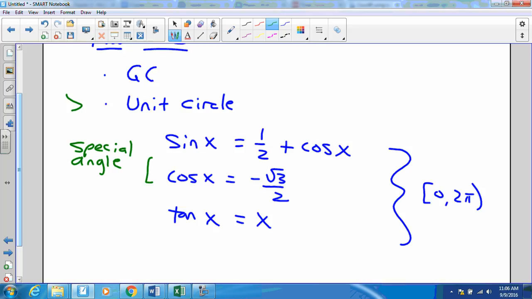So we're allowed to use our calculator for the quiz next week? No. It's strictly a unit circle special angle quiz. Oh, okay.